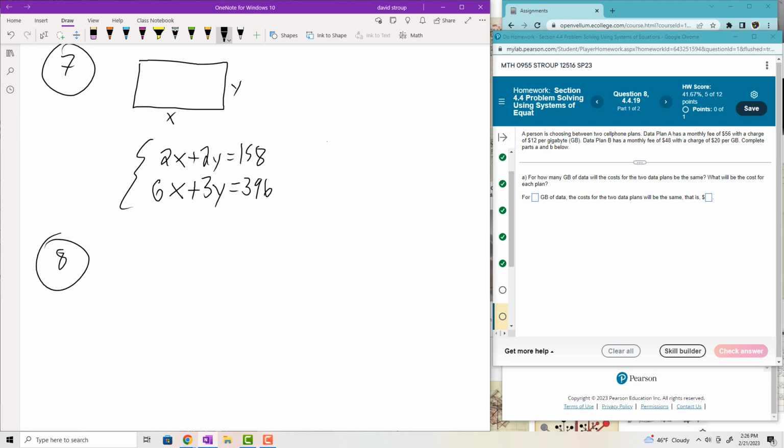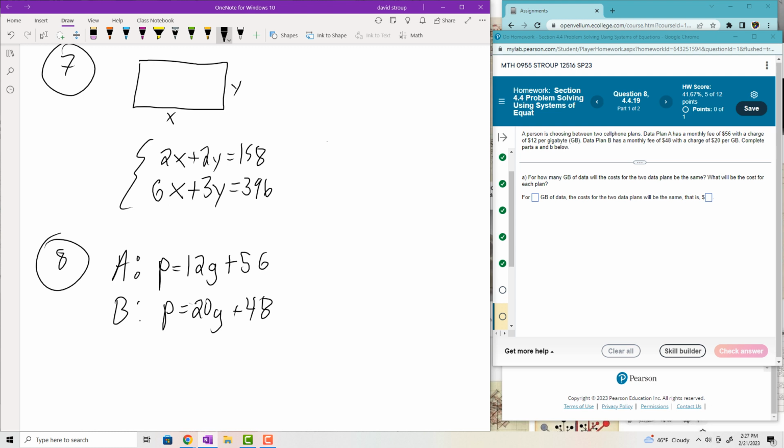problem. A person is choosing between 2 cell phone plans. Data plan A has a monthly fee of 56 bucks and then a variable charge of $12 per gigabyte. So the price is going to be 12 per gigabyte. So I'll say, maybe we could call it 12G, and then plus this monthly down payment of 56 bucks. And then plan B, the price is a monthly fee of $48 down, and then plus $20 per gigabyte.